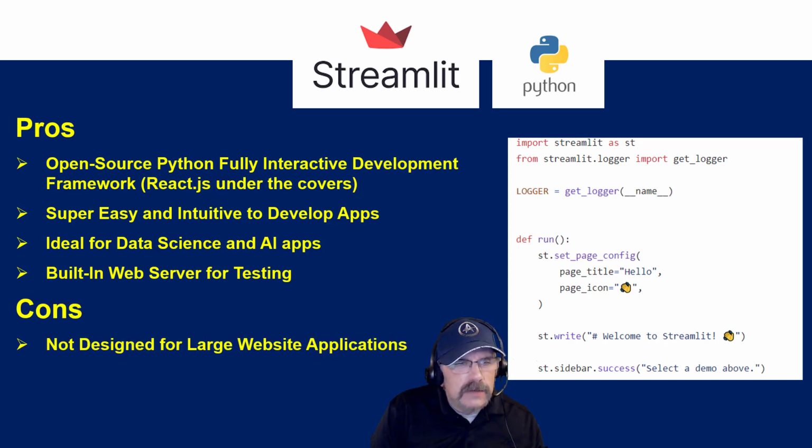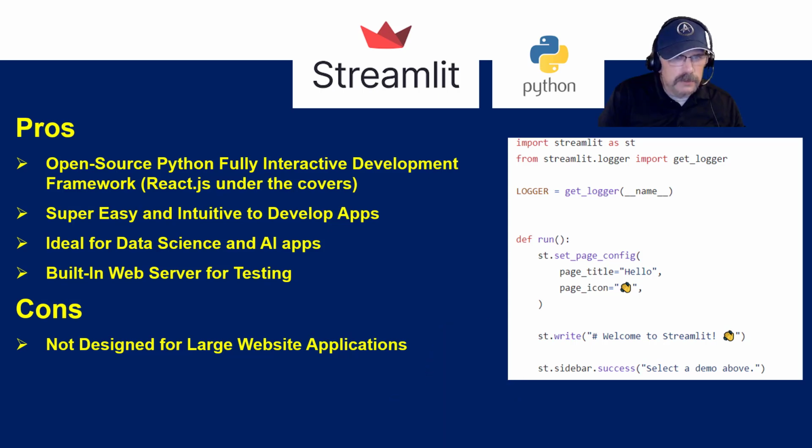Now the cons: it's not designed for large-scale website applications, and that means whether you want to have millions of users using it or you just want to have it do heavy-duty lifting, and you really don't want thousands of web pages in something like a Streamlit app. So it's really more of a lightweight, medium size, but you can do a lot with it. I don't want to put it down, but if you're looking to do something like Amazon's main website with this, that probably would be overkill.